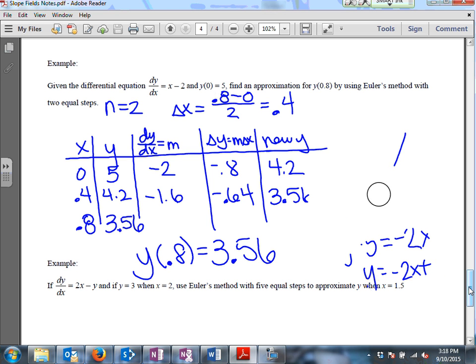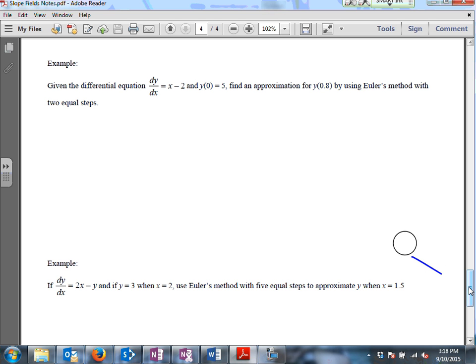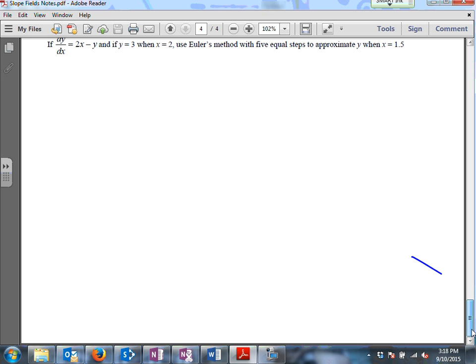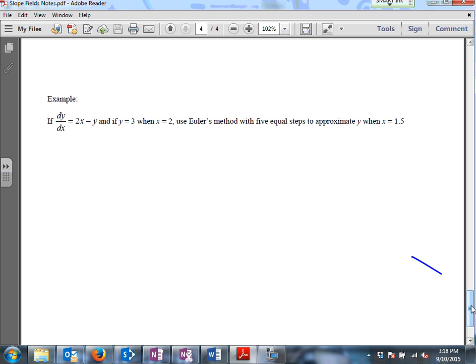Okay, now, how could we make this even better? How could we make it even closer to the actual value? More steps. Okay, the more steps we take, the closer we're going to be to our actual value. So I do not believe we will have time. Do we want an equation for doing all this tomorrow? No. Okay, so in this one, we have 5 equal steps. Okay, so it's going to get even closer.